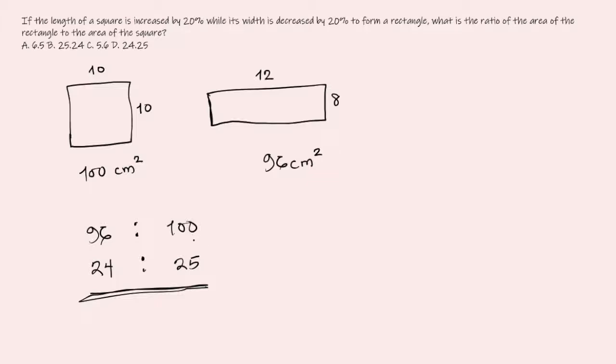Now, if they had asked us, what is the ratio of the area of the square to the rectangle, it would have been 100 to 96, which would have then been 25 to 4. But what we were asked was, what is the ratio of the area of the rectangle to the square? The rectangle comes first, 96 to 100. The square comes second, 24 to 5. So in ratios, this question is to buttress the fact that the order is very important.